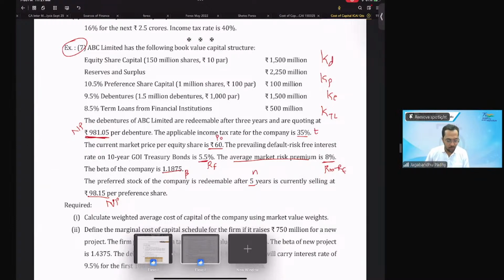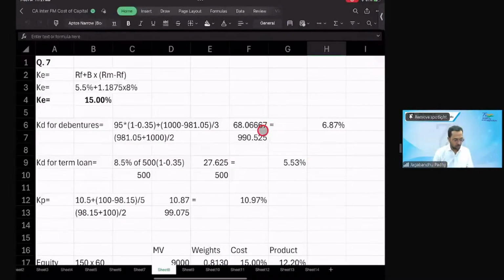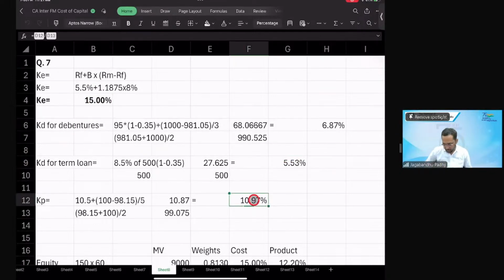6.87 is correct. Then give me the cost of preference share. What's the cost of preference share? So just check, you can get this cost of equity, cost of debentures, cost of term loan, and cost of preference share. Just verify. So you can see cost of debt for debentures is 6.87 as you get. Cost of equity, did we all get it as 15%? Cost of equity is 15%. Cost of term loan is 5.53 and cost of preference share is 10.97.